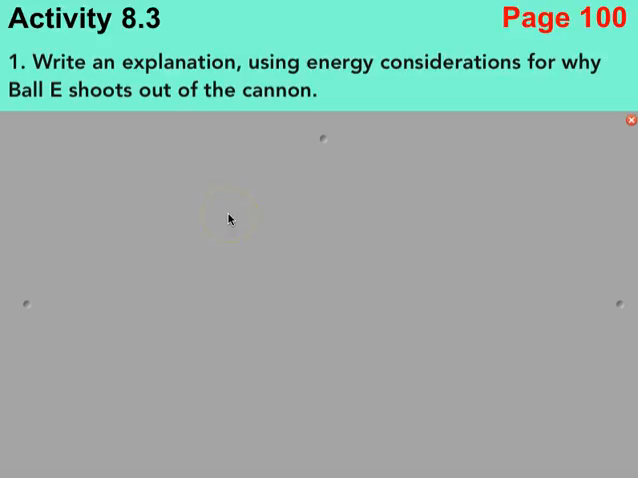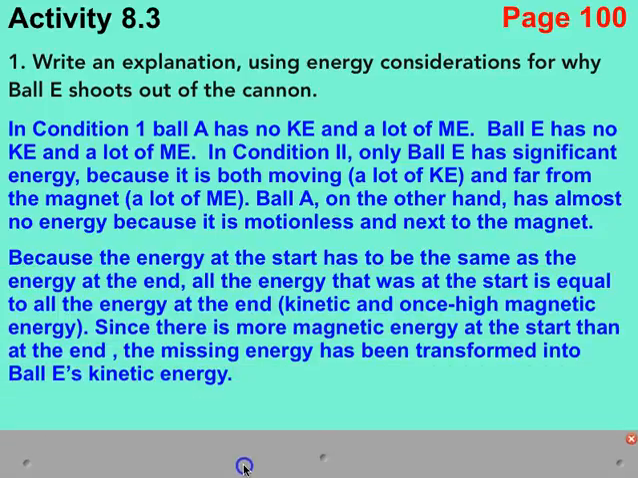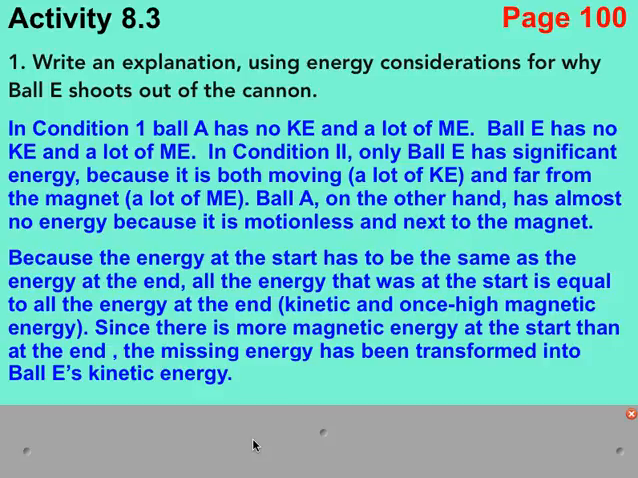So write an explanation using energy considerations for why ball E shoots out of the cannon. I'm just going to go ahead and show you this. You don't have to write the whole thing down. Paraphrase it, please. In condition 1, ball A has no KE and a lot of ME, magnetic energy. Ball E has no KE and a lot of ME. In condition 2, however, only ball E has significant energy because it's both moving, a lot of KE, and it's far away from the magnet.